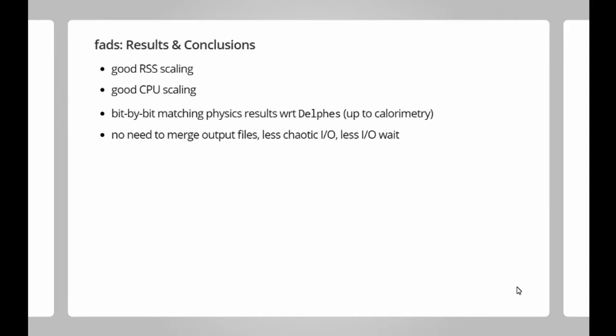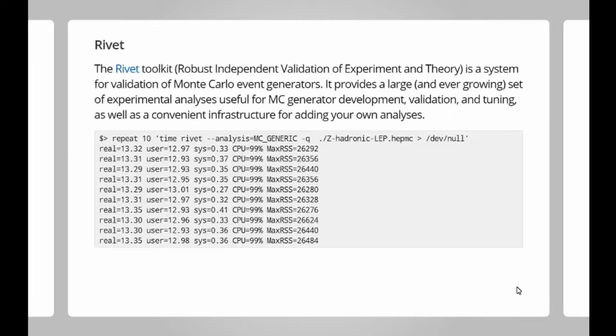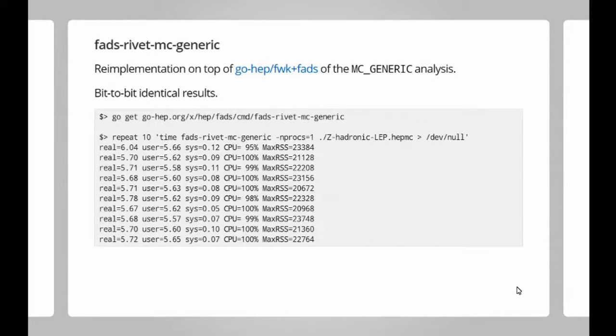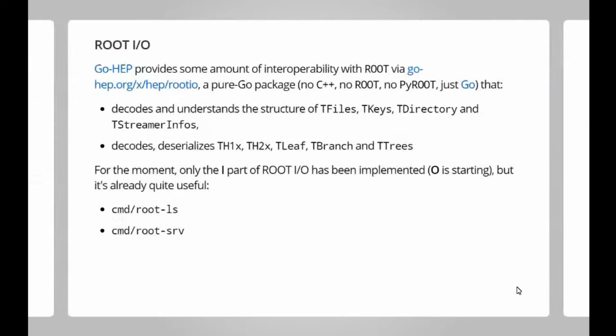and also, importantly, bit-by-bit matching with Delphes, because having an answer very fast, but a wrong one, is useless. With that, I will just skip on, but I'm twice as fast as the original C++ implementation. And I will just go to root.io very quickly.